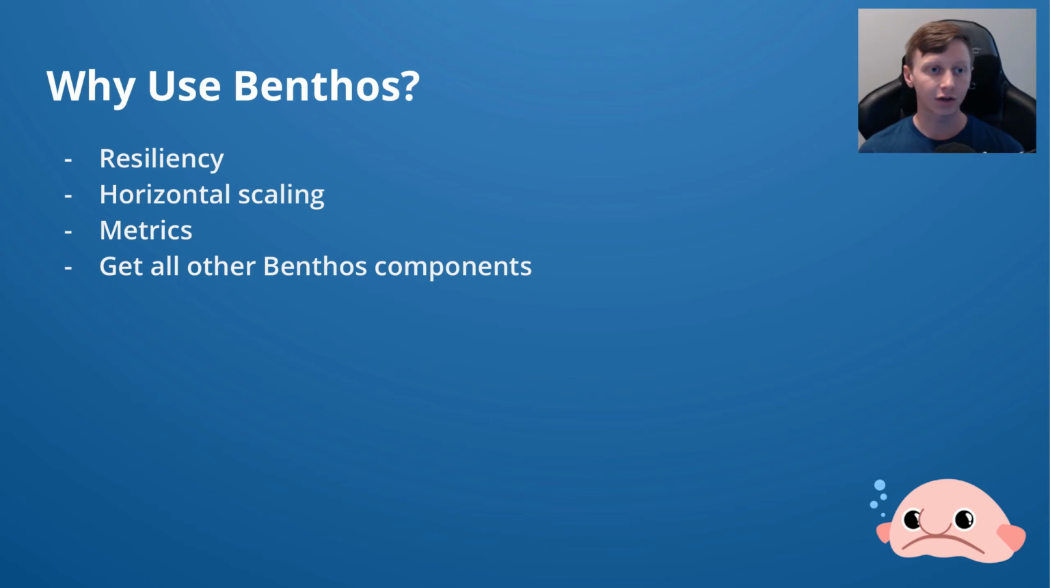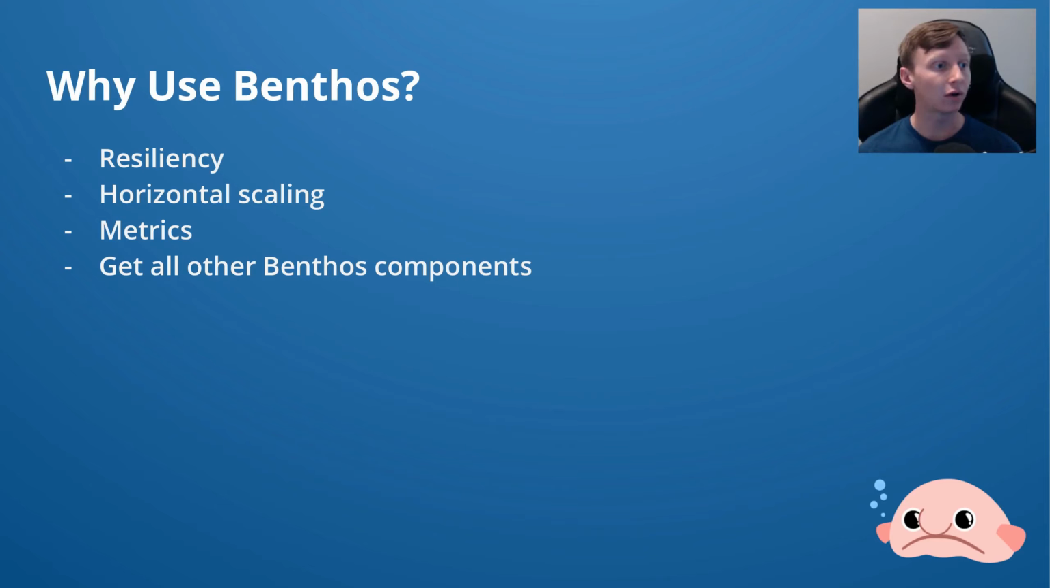Also metrics. We don't need to worry about metrics or logging or anything like that. We're automatically going to get stuff like processing latencies, input throughput, and output throughput. We can already make dashboards out of the metrics that Benthos exposes. So as the author of a processor, I don't have to think about any of those things. And obviously you also get all the other Benthos components. Everything that Benthos has is going to be compiled into this stream processor that I'm about to build in this video. So let's just do it.